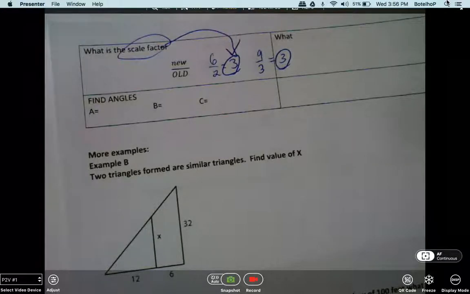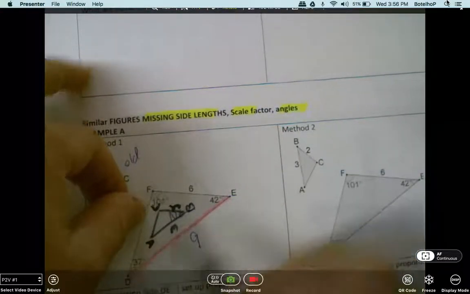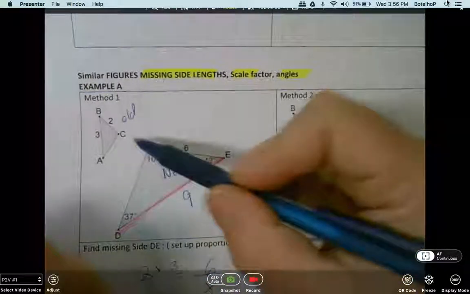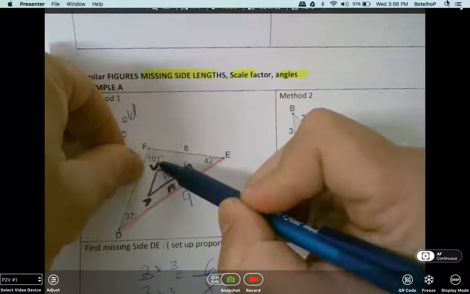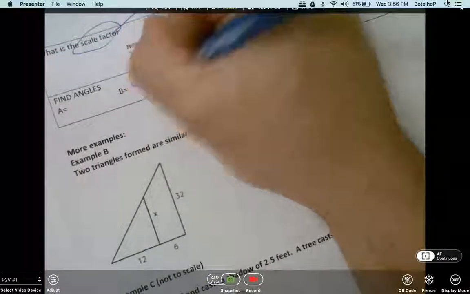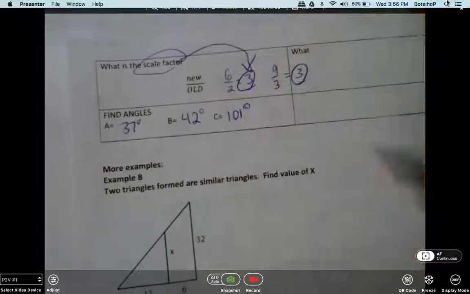And lastly, the angles. The angles of similar figures are always the same. So really, you just have to match up the corresponding angles. If we go back to our example here, you can see A goes to that 37. This tip C goes to 101. And that B goes to that 42. So I'm going to put B is 42, C is 101, and A is 37 degrees. So it looks like that for your angles.